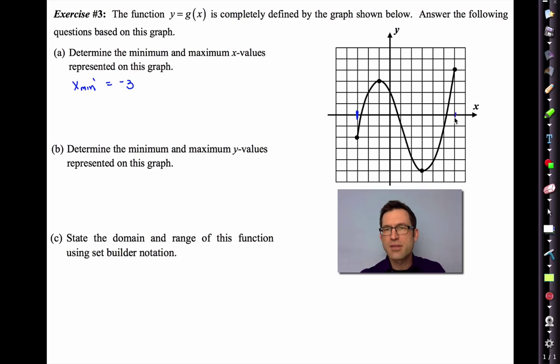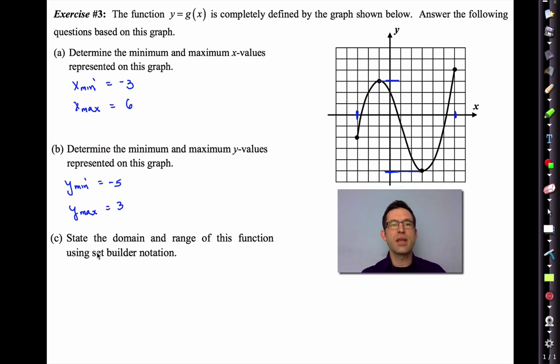Let's see, my x max is going to be over here, 1, 2, 3, 4, 5, 6. So x max is 6. A little bit harder, determine the minimum and maximum y values. Let's see, here's my minimum y value. And it's going to be at 1, 2, 3, 4, 5, -5. And let's do the maximum. Let's see, that's going to be right here. And that's going to be 3.